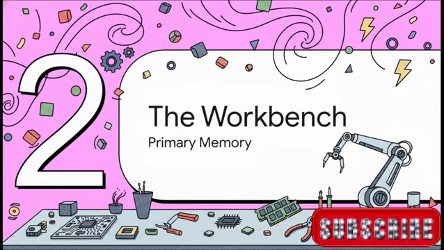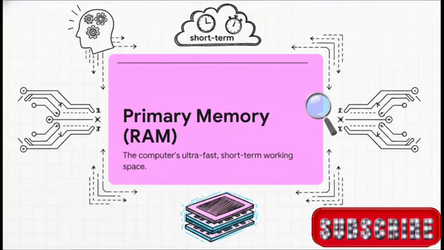Okay, first up, let's zoom in on that workbench. This is where all the action happens. It's the hands-on, get-it-done-now zone. Now, the technical name for our workbench is primary memory, but I bet you've heard its much more common name, RAM, which just stands for random access memory. And that's exactly what it is, the computer's super high-speed but short-term workspace.